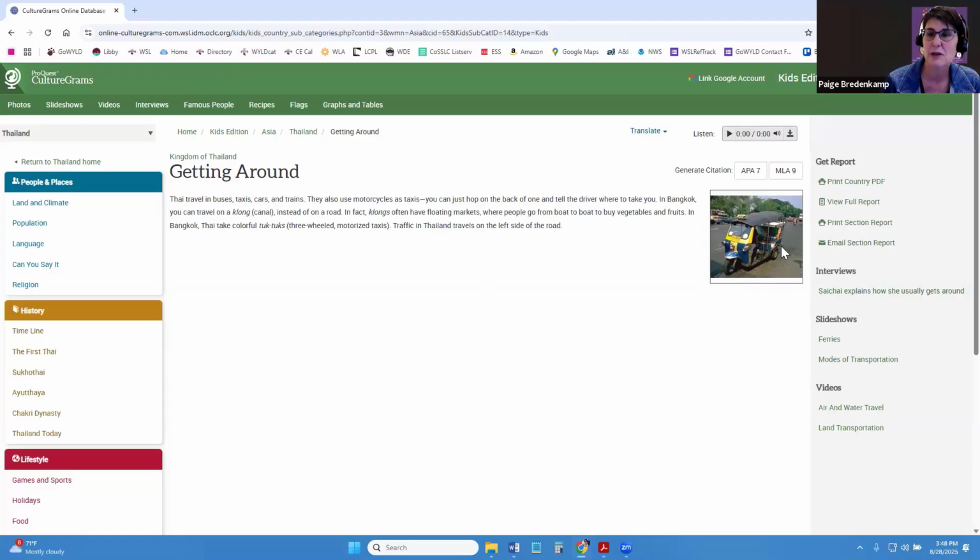So it's kind of different than our mode of transportation here. We don't have these fun tuk-tuks, and we'd get blown away if we were in a tuk-tuk in Wyoming, definitely. Well, and also traffic in Thailand travels on the left side of the road versus the right side, like we do here.